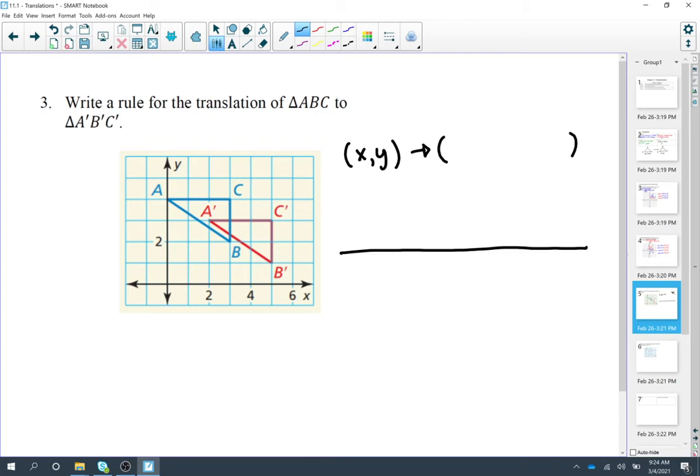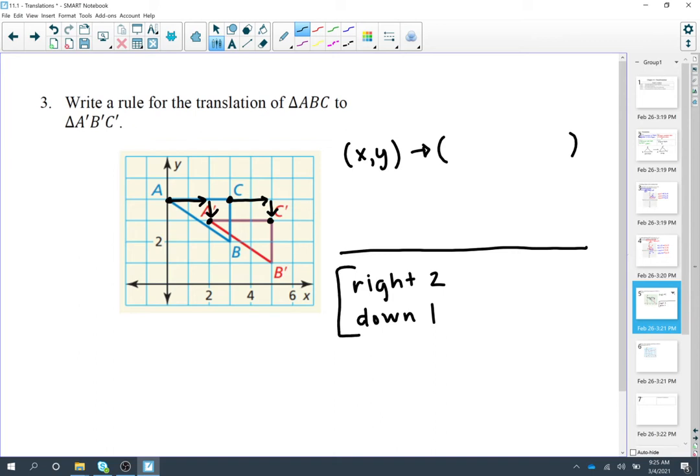Now, if I take this guy and I translate it to this guy, it looks to me like I have to go, first of all, in the X direction, right 2. Okay, and then once I get it sitting over here, it looks like I have to move it down 1. If I check my other ones, and let's say I go from A to A prime, I still go right 2 and down 1. So this is the first way you can write it, just right 2, down 1.